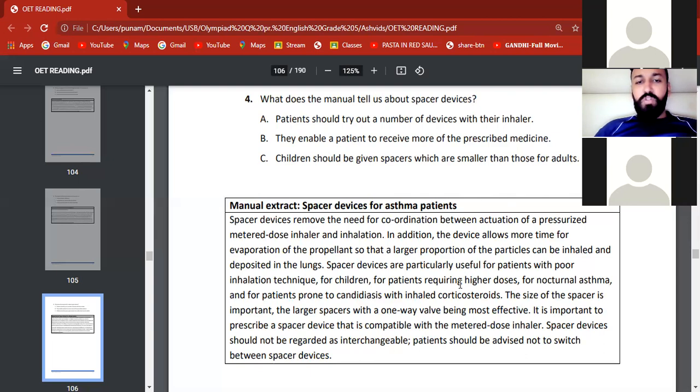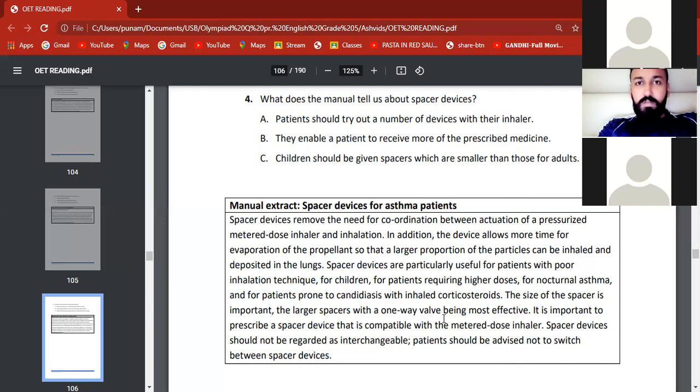So we need to be very sure when they try to confuse us. We are aware of what they're trying to do. Here they mention children, but it did not mention anything about smaller spacers. So we can ignore that. Let's read further. The size of the spacer is important. The larger spacers with a one-way valve are most effective. So this is actually a contradiction of C, because C says children should be given smaller spacers, and this is talking about larger spacers being more effective. So C will go away from here.